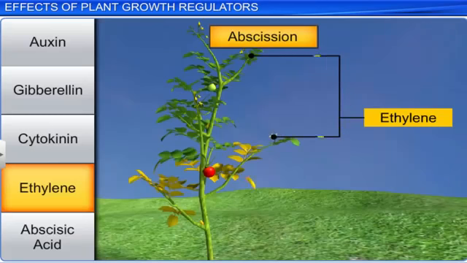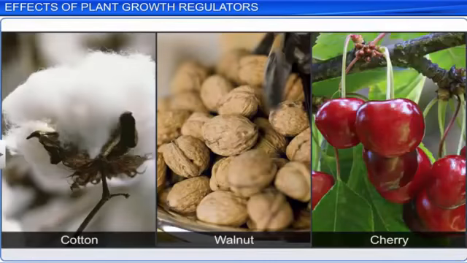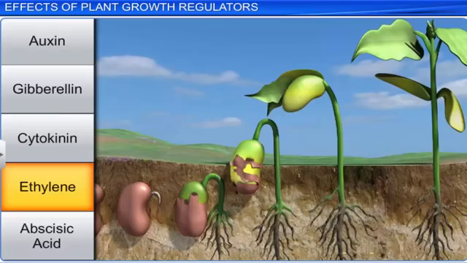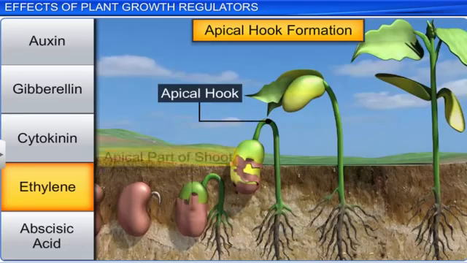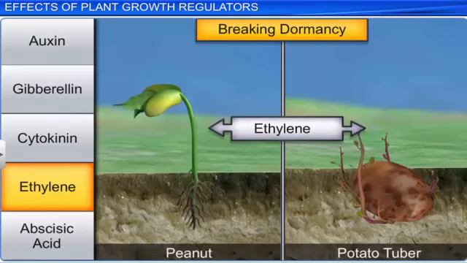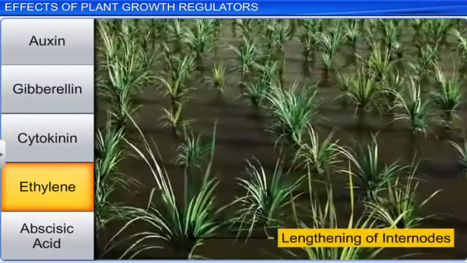It promotes the abscission of leaves and flowers, and thus favors thinning of cotton, walnut, and cherry. It also promotes the apical hook formation in dicot seeds to protect the apical part of the shoot that emerges during germination. It breaks seed and bud dormancy and is hence used to enhance the germination of peanut seeds and potato tubers. It also aids in the lengthening of internodes in rice plants, thus protecting the shoot from getting submerged in water.